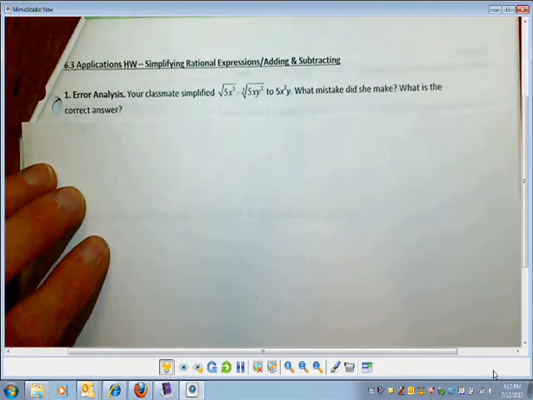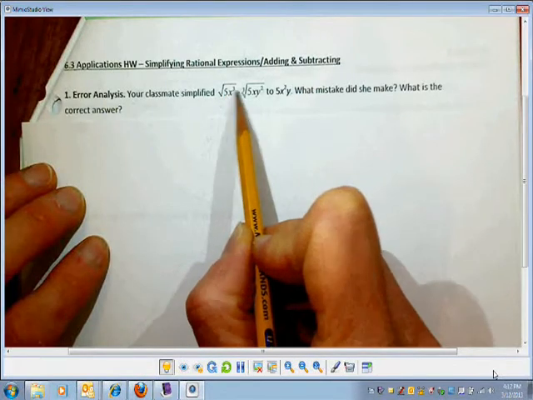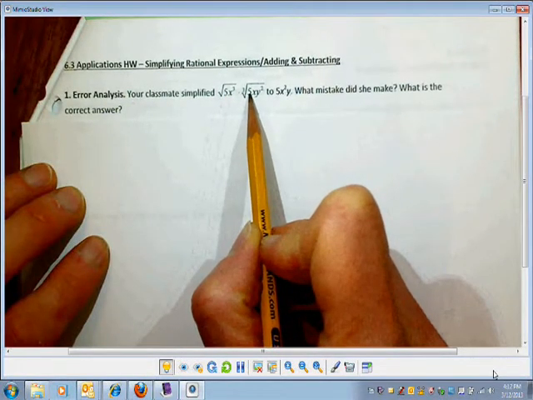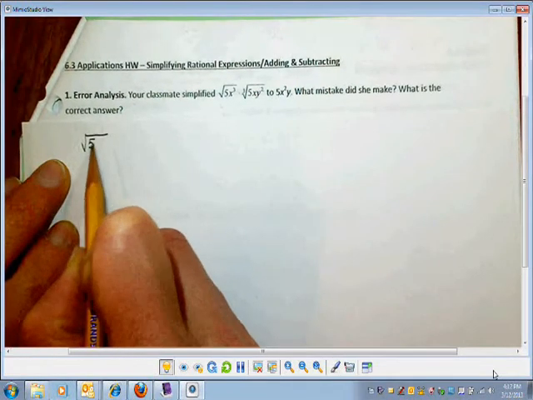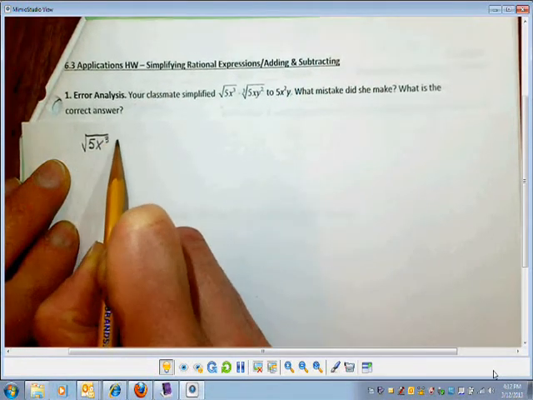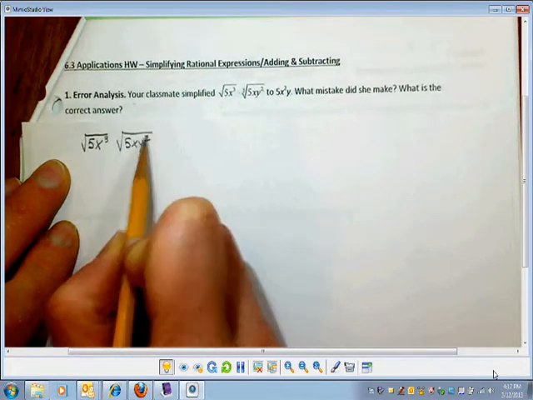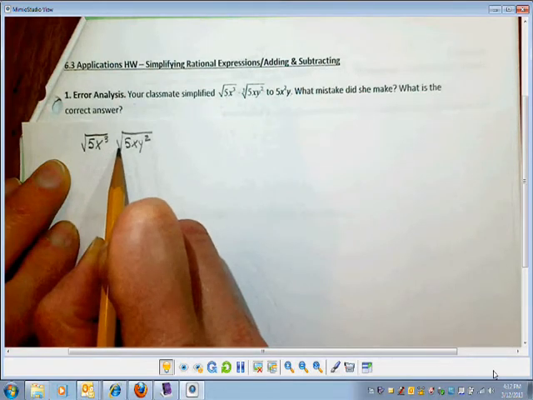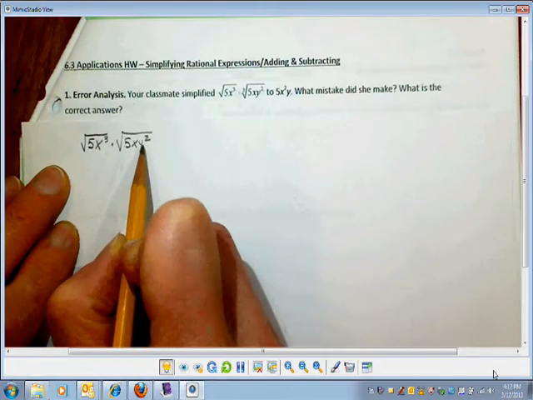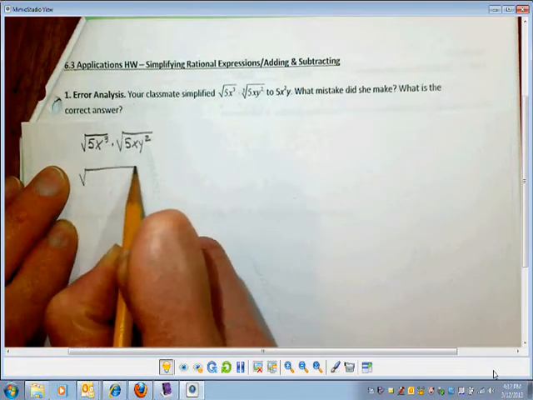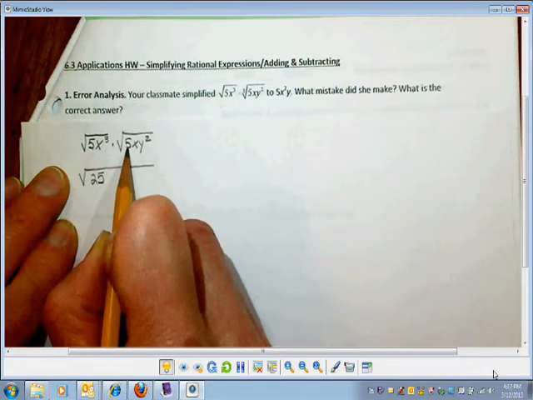Okay, so I need to think, how would I get to 5 if I had the square root of 5 and the cube root of 5? Well, what I'm thinking is perhaps my classmate didn't see that cube root and just treated it like a square root. Because if that's the case, that means that this would become the square root of 25, because that's what 5 times 5 is.